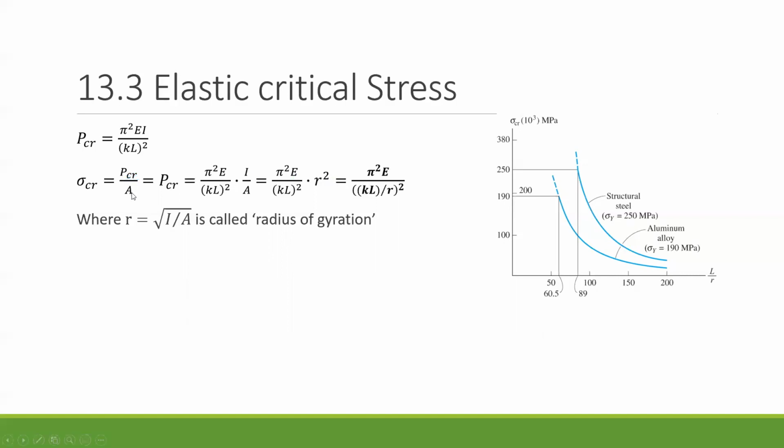Now divide by A. You remember that P critical is pi squared EI over (KL) squared. Dividing by A, I over A, as maybe you remember from the steel course or the statics course, we call r squared. What is the meaning of r? r is the radius of gyration. If you include this in the formulation, we obtain pi squared E over (KL over r) squared. Maybe later you will learn this. The term K times L divided by r is what we call the slenderness ratio.